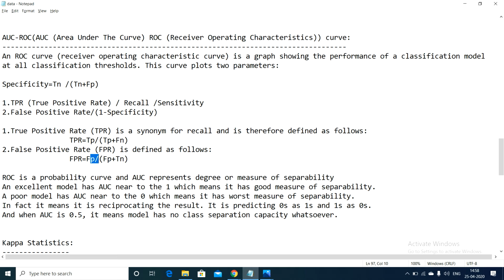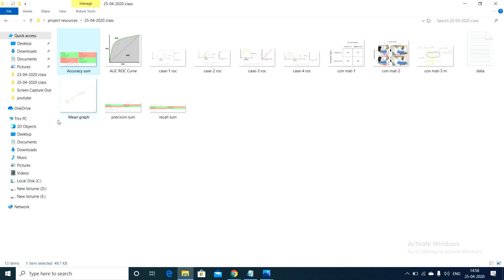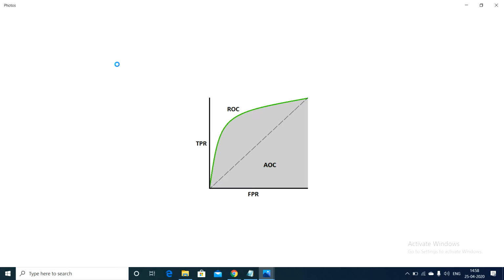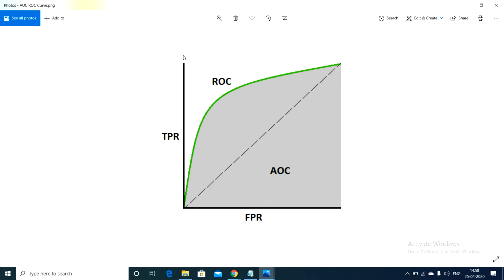See, ROC is a probability curve where AUC represents the degree or measure of separability. I will show you a graph. See here, this is the AUC ROC curve. This y-axis is representing TPR, true positive rate, and the x-axis is representing false positive rate. These two are the x-axis and y-axis. This is the ROC curve. This green line is called the ROC curve.